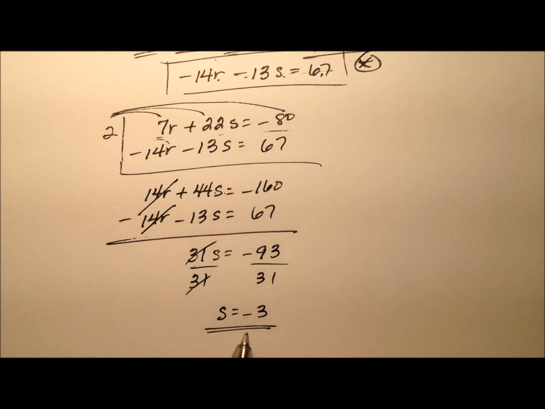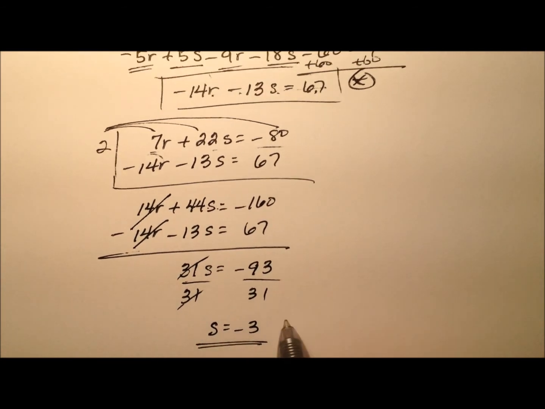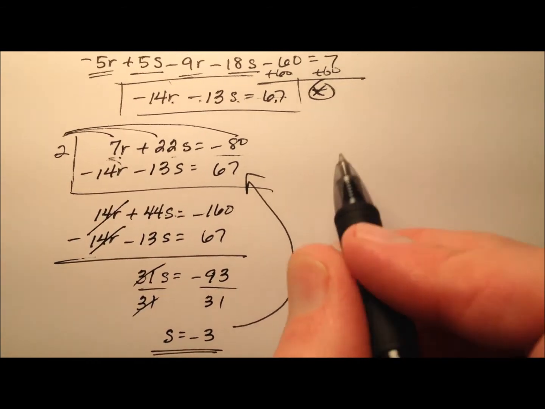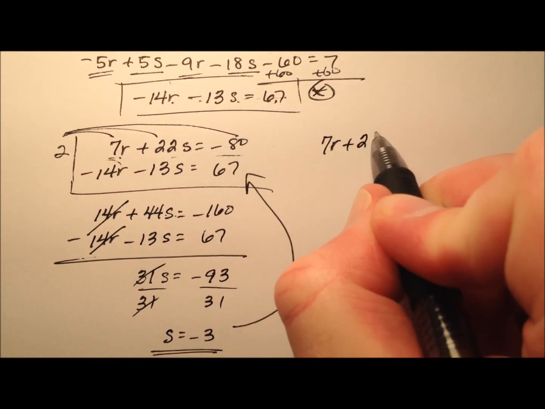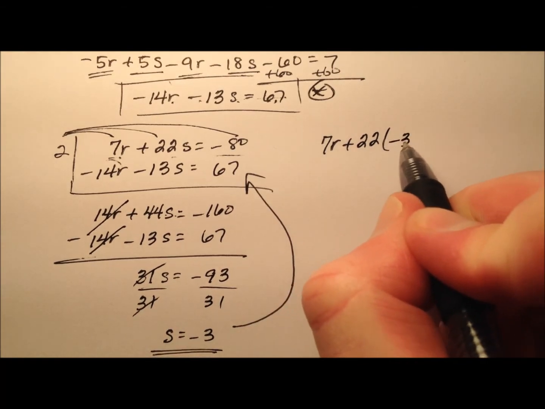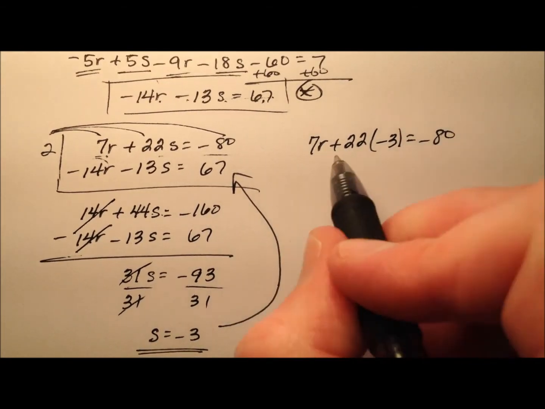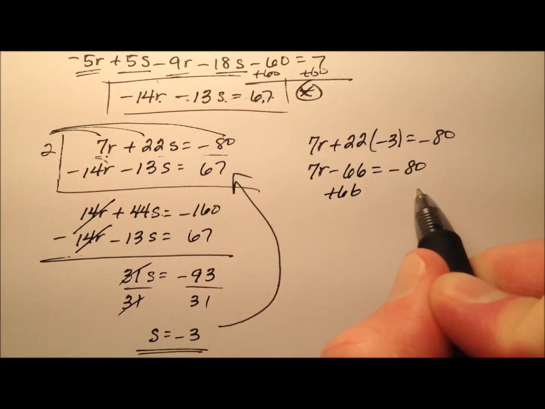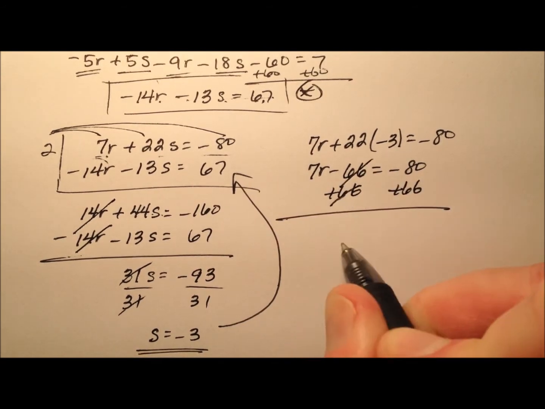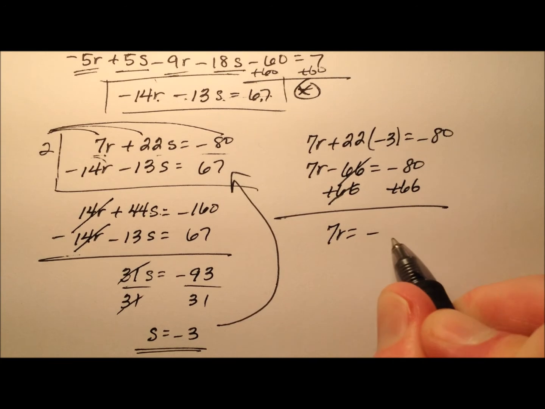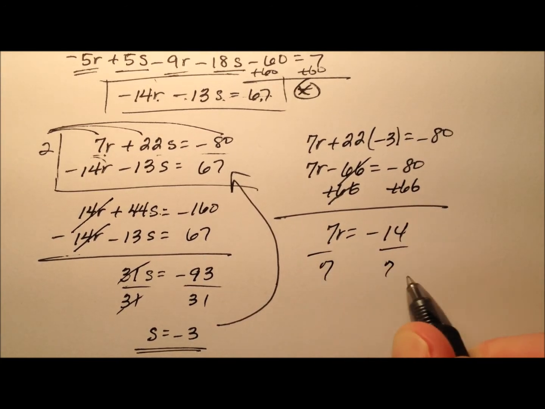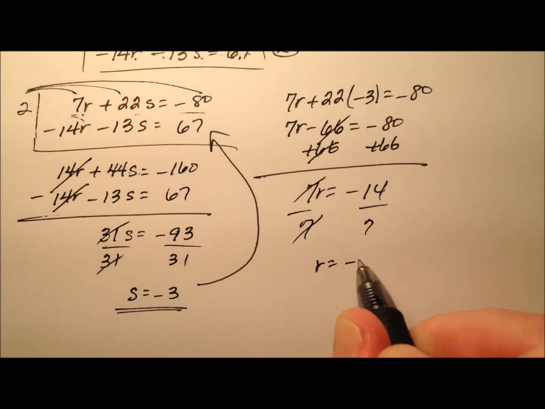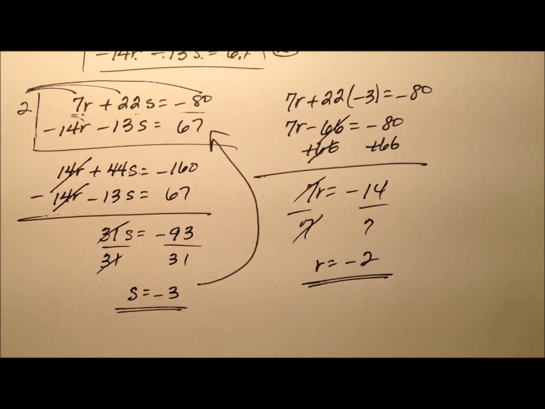Well, all right, so now that I know that S is -3, it looks like I can plug that into either of these two equations, and I can get the value of R. So let's go ahead and do that in the first equation. So 7R plus 22, and my value of S was -3, and that equals -80. So 7R minus 66 equals -80. When I add 66 to both sides, 7R is going to equal -14. So a quick division by 7 yields an R value of -2.